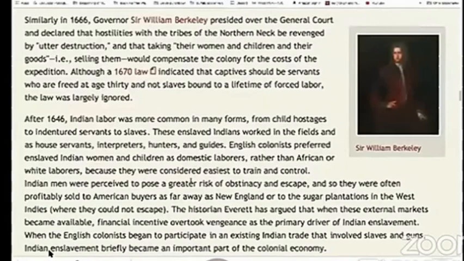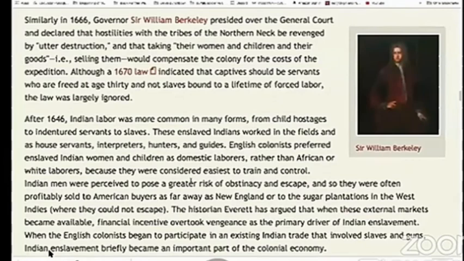Similarly, in 1666, Governor Sir William Berkeley presided over the General Court and declared that hostilities with the tribes of the Northern Neck be revenged by utter destruction, and that taking their women and children and their goods, for example selling them, would compensate the colony for the cost of the expedition. Although a 1670 law indicated that captives should be servants who are freed at age 30 and not slaves bound to a lifetime of forced labor, the law was largely ignored. All right, so they say, okay, no, we'll start them out as servants, and they'll be free at age 30. But this law was largely ignored.